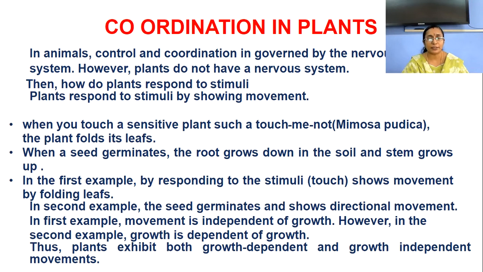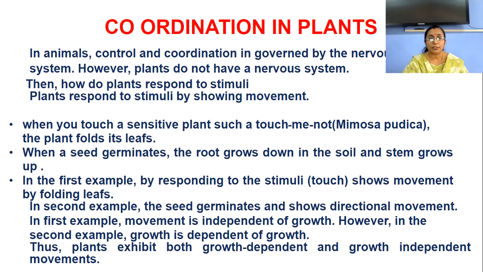In this part we are going to study about coordination in plants and chemical coordination in plants and animals. So we'll start with coordination in plants. In the last part you have seen that in animals control and coordination is done by the nervous system, but we know that plants do not have a nervous system. However, we have seen plants respond to stimuli.